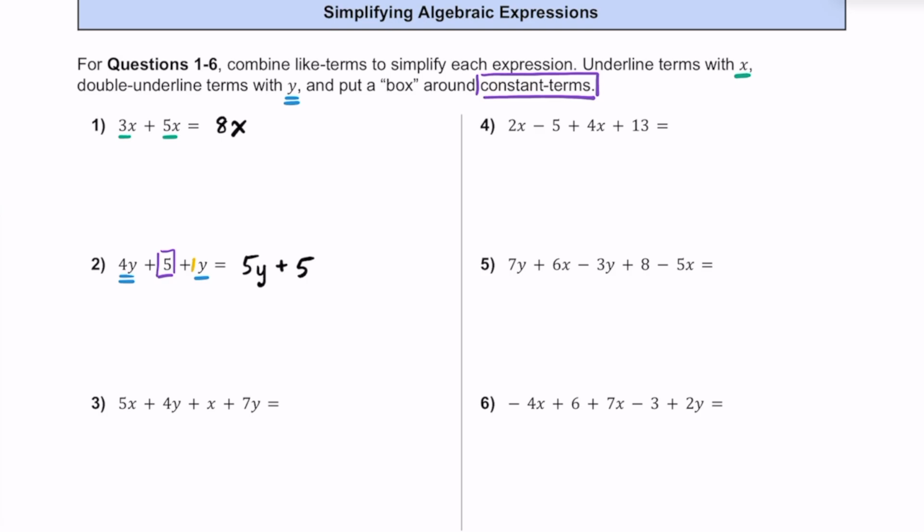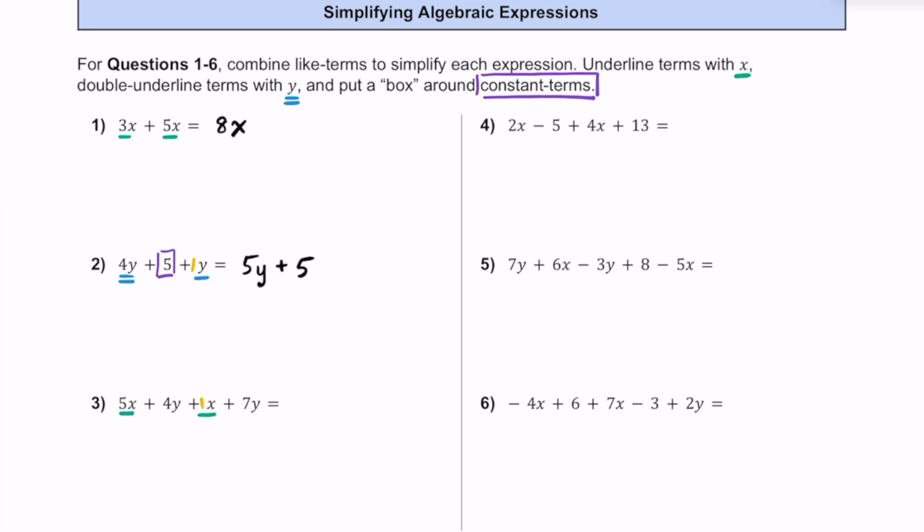For number 3, let's see what we got going on here. We have a 5x. We're going to single underline that. Do we have any other x's? We do have 1x over here. I'm just going to go ahead and put the 1 in for the coefficient. These are both 1x. We can go ahead and combine those in just a moment.